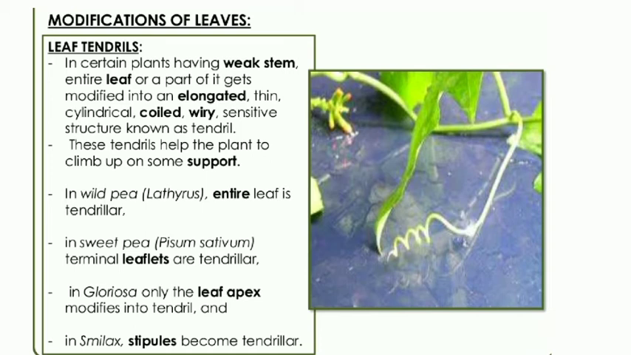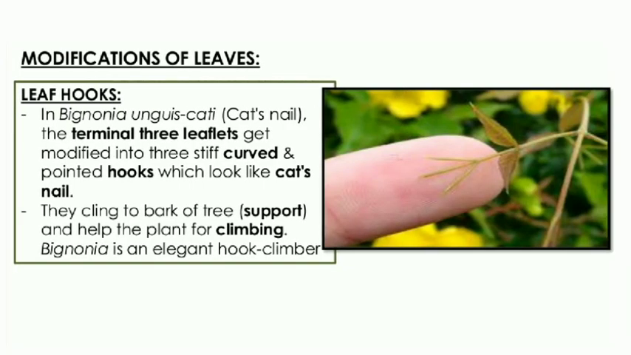In case of gloriosa, the leaf is simple. Here the leaf tip modifies into tendril. Lastly, in smilax, the stipules become tendrilar. The leaf remains as it is for performing photosynthesis, but for support, the stipules get modified into tendrilar structures.